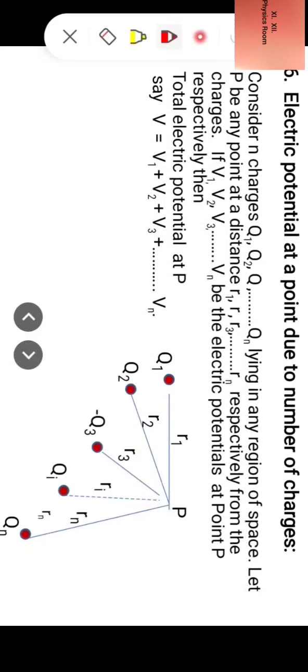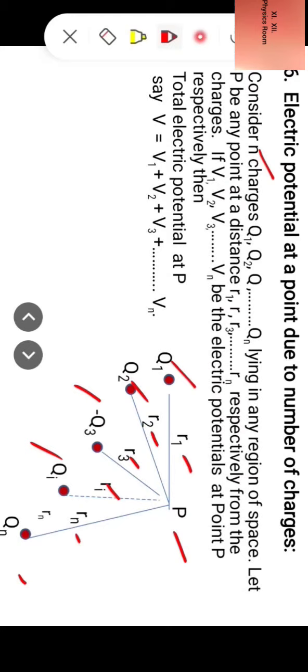So next part we are to study about electric potential at a point due to a number of charges. If a number of charges are given, then what will be the electric potential at a given point? Now consider n charges Q1, Q2, Q3, Qi and Qn as shown in the diagram. Let P be any point at a distance R1, R2, R3, Ri and Rn respectively from the charges.